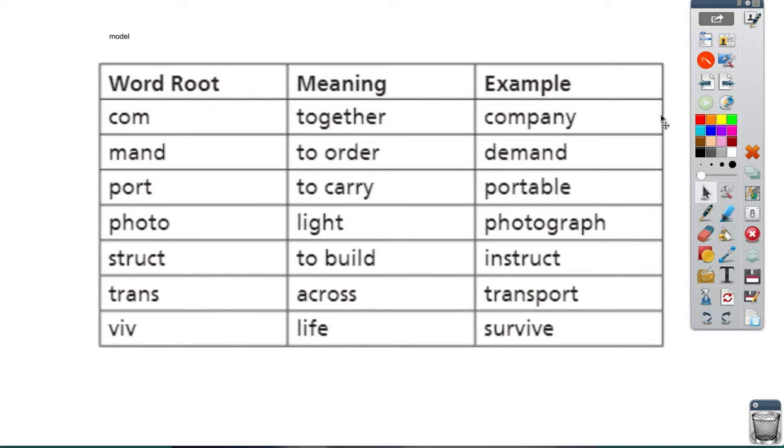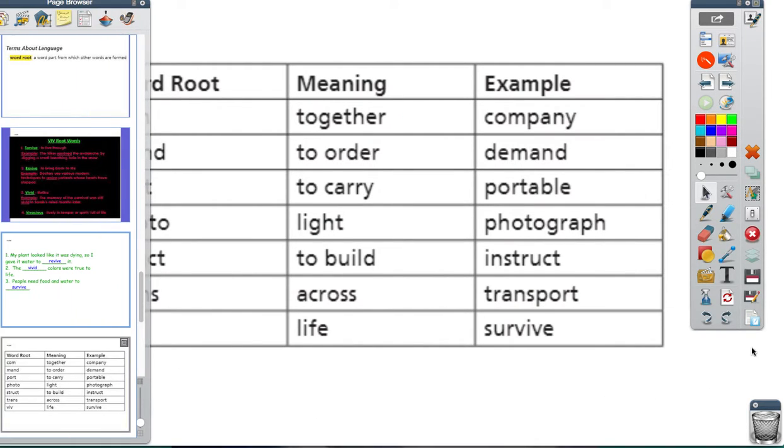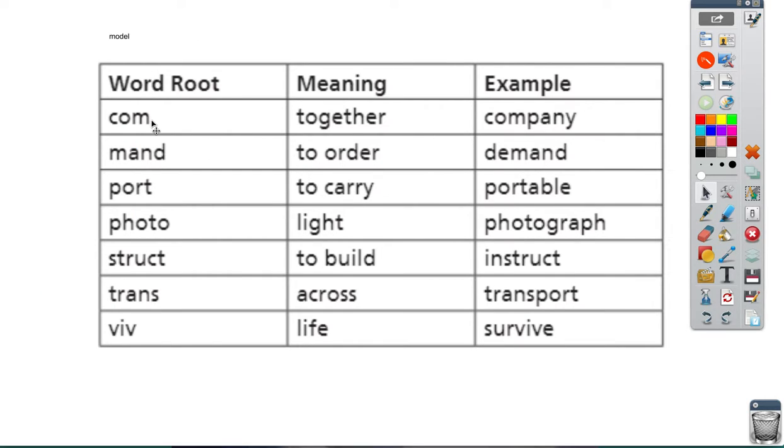Let's take a look at some other word roots. I have this chart here, which is also in your remote learning packet. And some examples. So we have the word root com, which means together. An example is company, being together with others. Mand means to order, like demand, when Miss Pipitone demands that you do your homework. I'm ordering you to do your homework. Port means to carry. Portable, something that you can carry around with you. Photo means light, like photograph. When you take a picture of something, you usually have a flash to help light it.